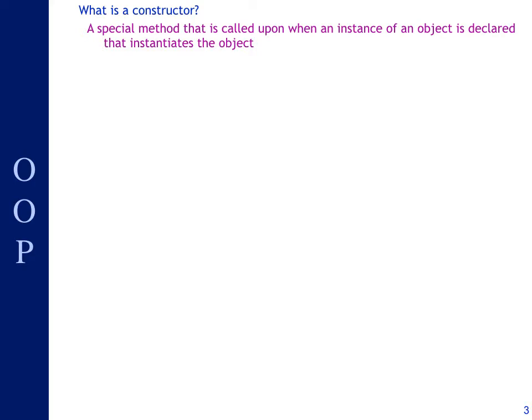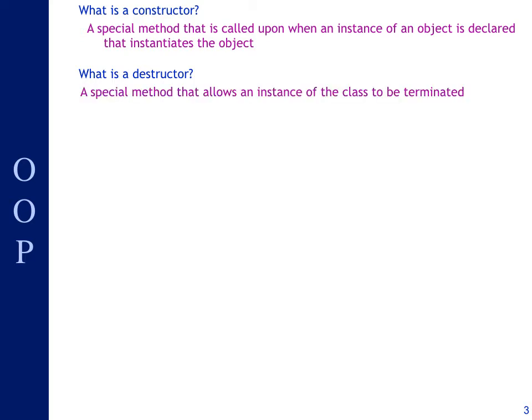So what's a constructor? A constructor is a special method that is called when an instance of an object is created, as declared. It instantiates the object and allows us to initialize whatever parameters we need within the object at the creation of the object of a certain class. What is a destructor? It's another special method that allows an instance of the class to be terminated. At that point, for example, we can close files, we can deallocate memory, anything we need to do to ensure that an object will terminate correctly.